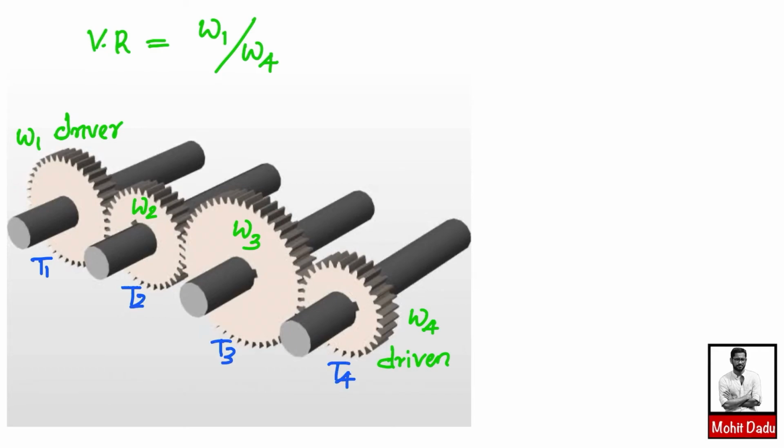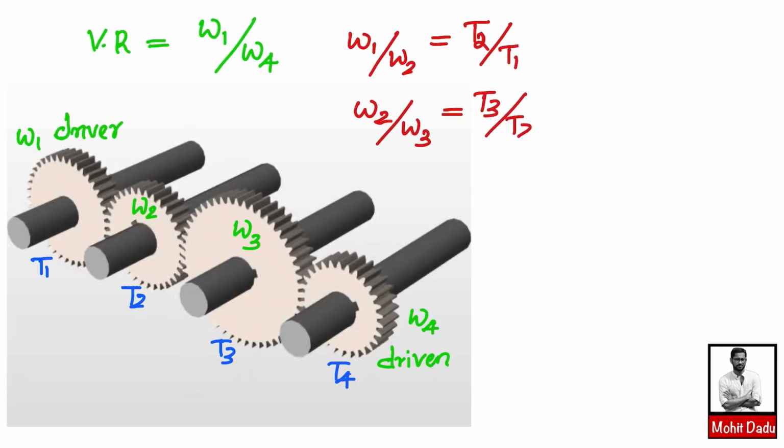Here also we will see that the intermediate gears, that is 2 and 3, do not have any influence on the velocity ratio. Gears 1 and 2 are in mesh, so you can find omega 1 by omega 2 as T2 by T1. Similarly, 2 and 3 are in mesh, so you can calculate omega 2 by omega 3 as T3 divided by T2, and 3 and 4 are in mesh, so you can calculate omega 3 by omega 4 as T4 divided by T3.